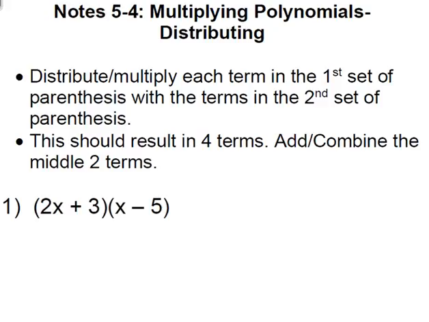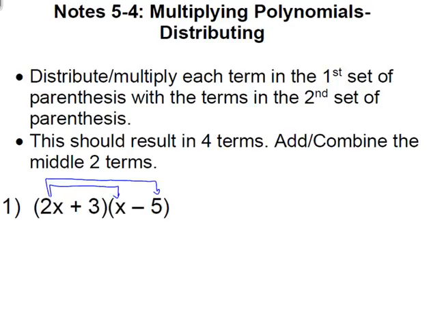We've got section 4 of unit 5, multiplying polynomials by distributing, also referred to as FOIL. FOIL is basically a repeated distribution. So distribute, multiply each term by the first set of parentheses, and then with the second set. So looking at what we do right here, I'm going to take this first one and I'm going to multiply it times each one of these.